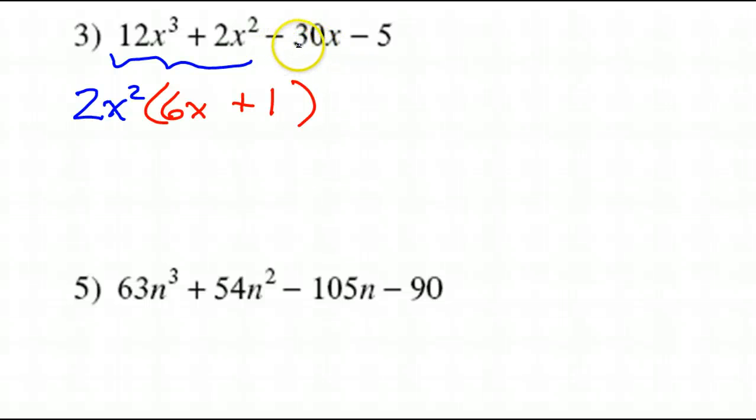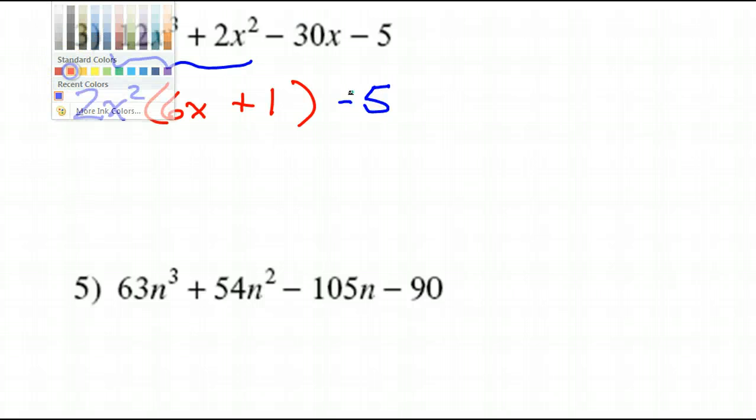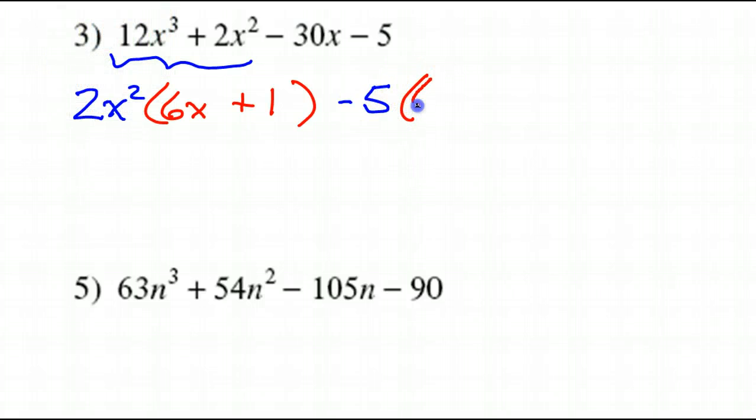Now here, the common factor, both of these are divisible by 5, but you see the negative sign, so that means I'm going to think of it as negative 5. And 5 times 6 is 30, so we'll have 6x. And negative 5 times 1 is negative 5. So check it out, 6x plus 1 two times.